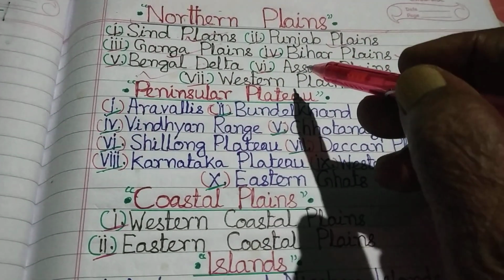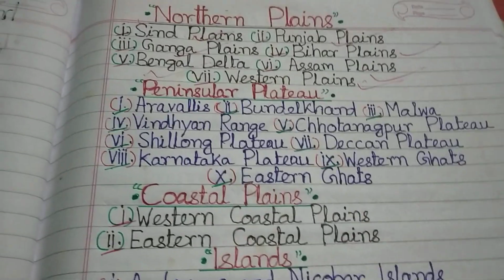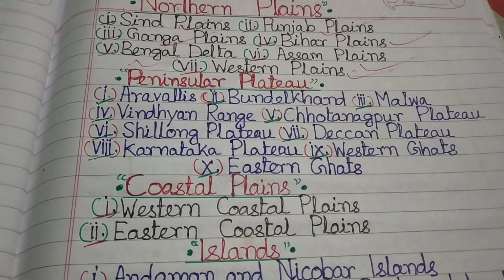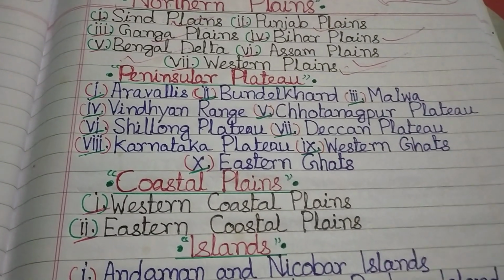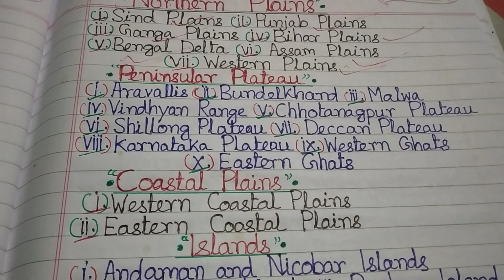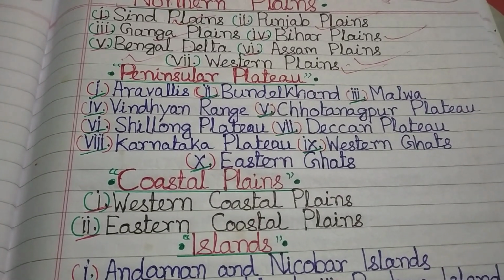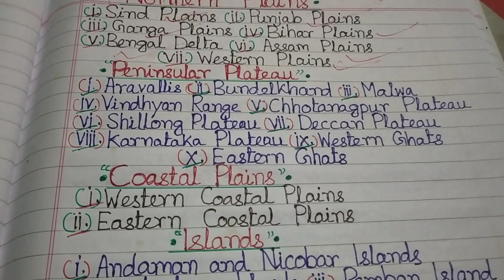And finally, the seventh division of the northern plains is the western plains. These mainly extend over the Rajasthan desert and the Rann of Kutch. Action of wind predominates over that of water.